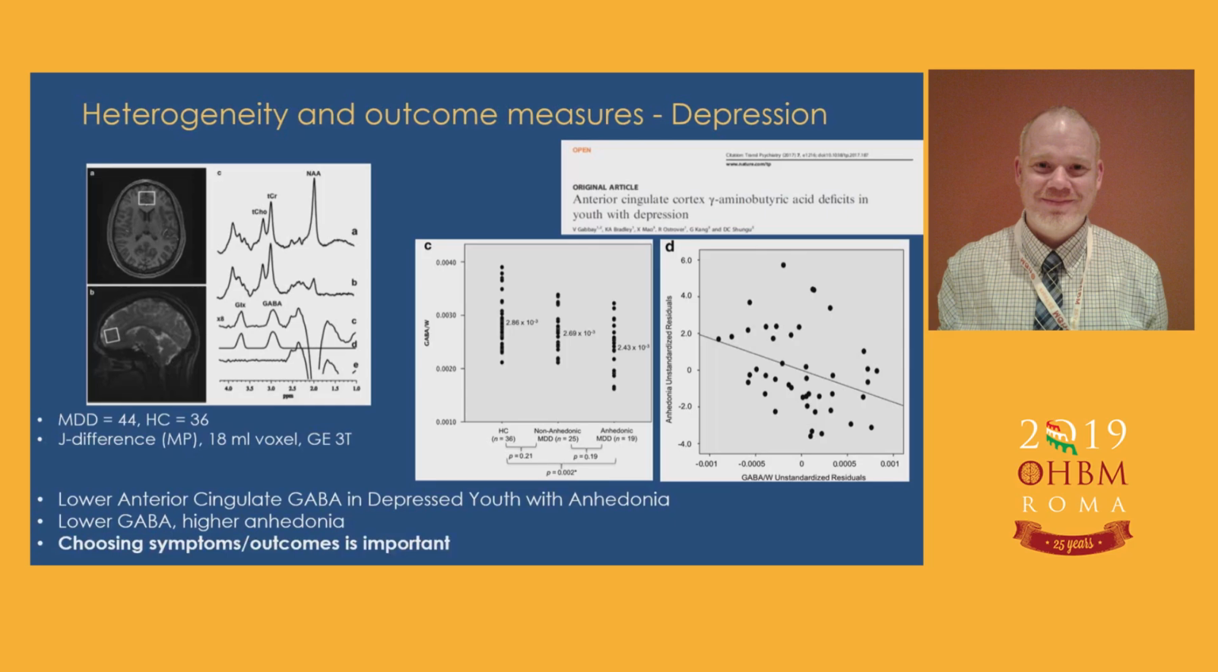Again, choosing your symptoms and outcome measures here is very important, because if you look at maybe a generalized depression metric, you might not see these differences. But with anhedonia specifically, knowing that that behavior is also related to ACC processing, you do see these differences. And so choosing what symptom you're interested in might provide you more power and more interest for looking at these disorders.